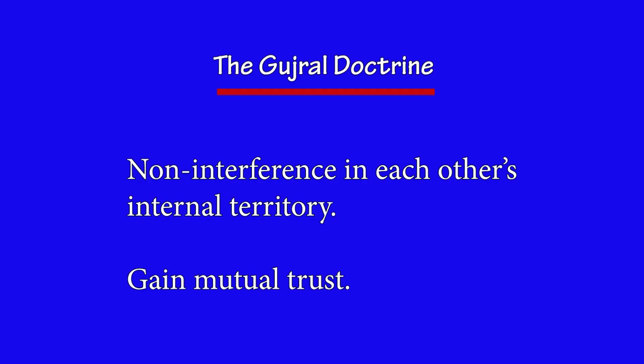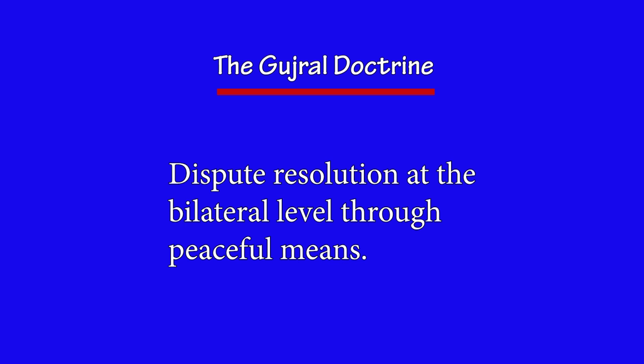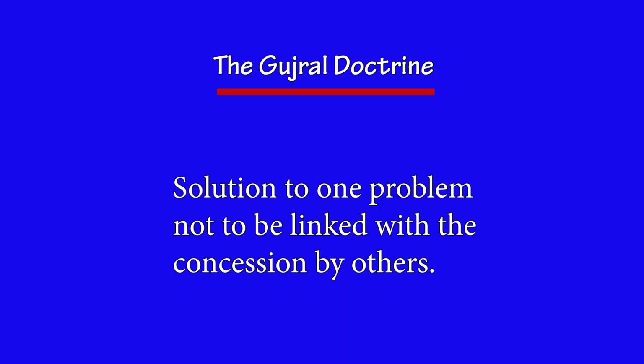This was the principle, and one of the most important features of this principle is non-interference in each other's internal territory, gaining mutual trust, and dispute resolution at the bilateral level through peaceful means. That means the most important word is peaceful means. He did not want any military interventions or military actions. And last but not the least, the solution to one problem is not to be linked with concession by others. That means one problem has one solution, which was very clearly identified by Gujral.